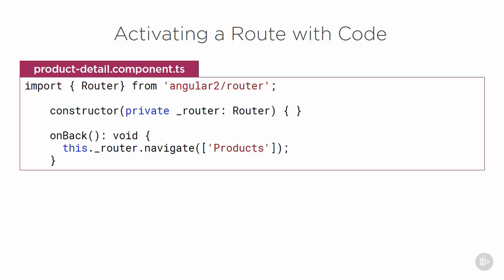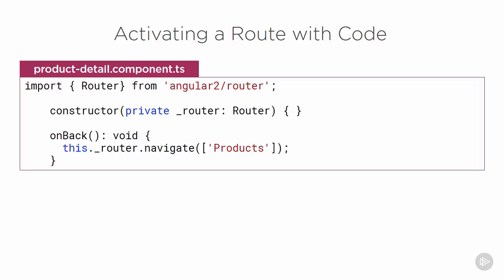We've seen how to activate a route using the router link directive in the component template, but it's also possible to route with code. To route with code, we use the router service. We import the router from Angular 2/router. We define a dependency on the router service using a constructor parameter. The router instance is then injected into this component class.